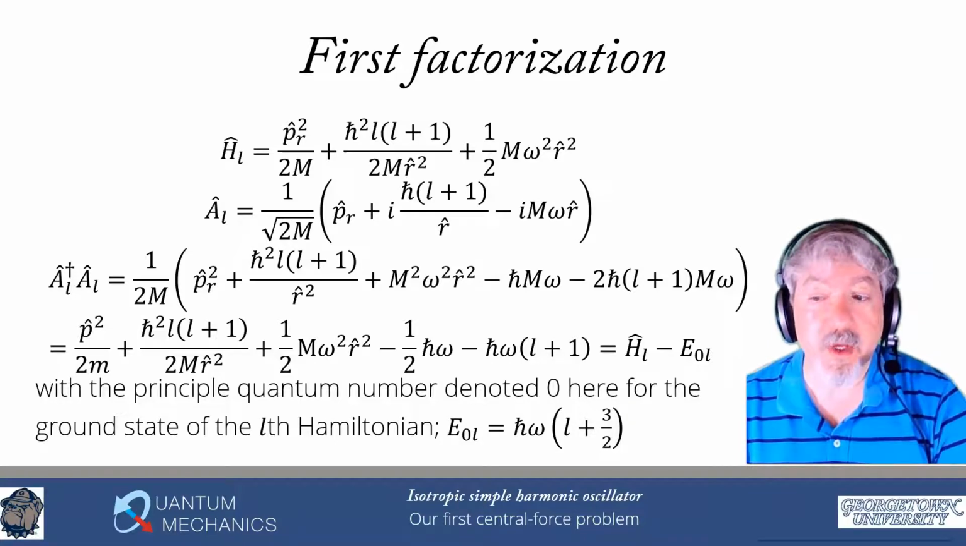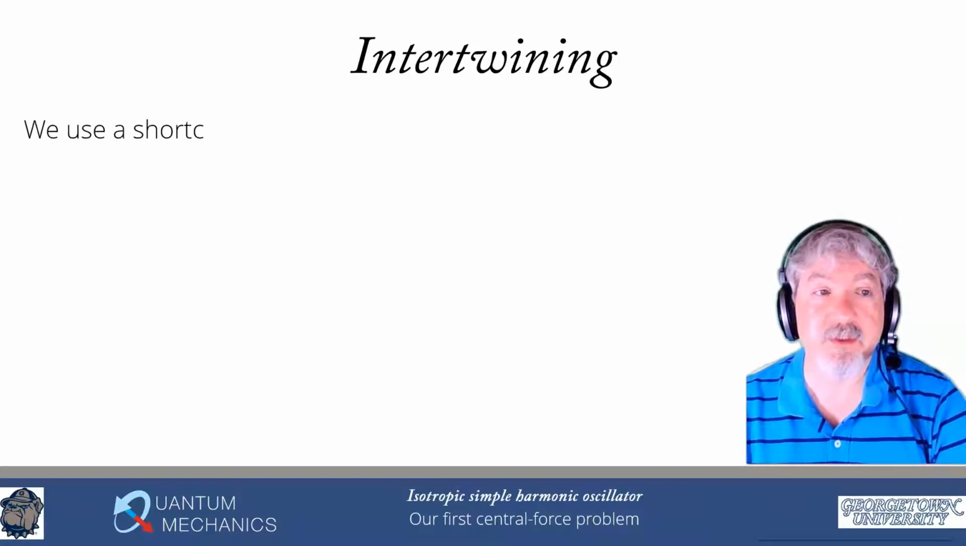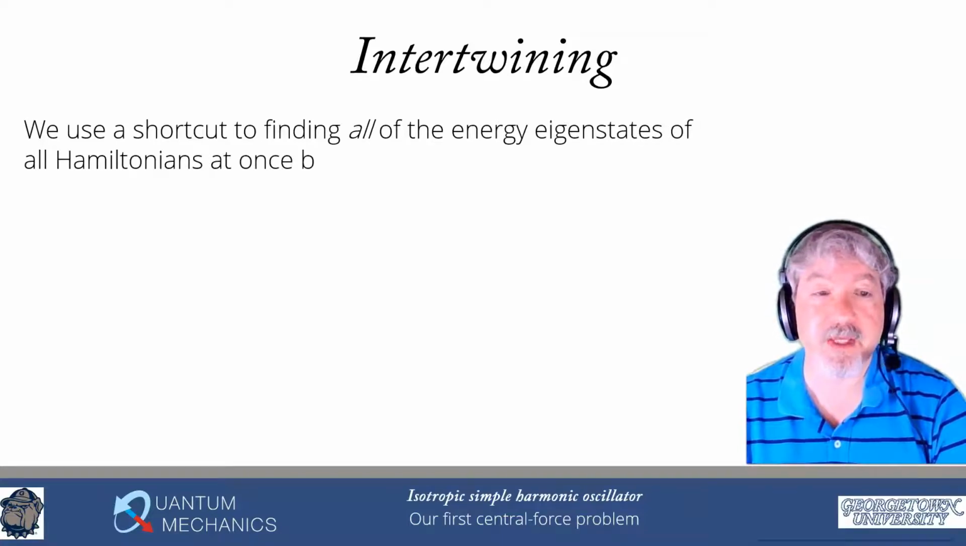You see, it's really quite beautiful. With this, we have found the ground state of every one of the problems we were trying to solve, rather than starting from one and working it out. And again, this is a little bit different than the way that we work with it with a chain. So in order to get the wave functions or the eigenfunctions themselves, we're going to have to use the intertwining relationship. And this is the shortcut that we're going to use to find now all of the energy eigenstates for every angular momentum all at once.